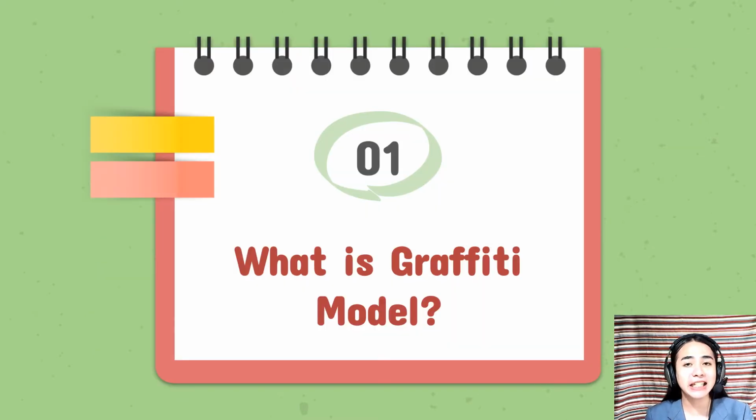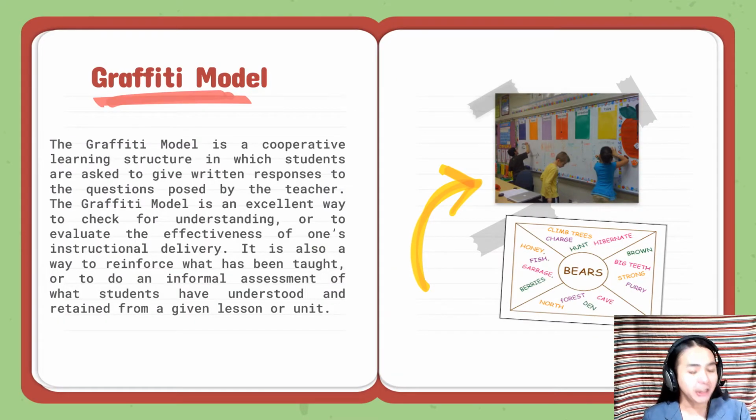But the question is, what is a graffiti model? Let's take a look. A graffiti model is a cooperative learning structure in which students are asked to give written responses to the question given by the teacher. The graffiti model is considered an excellent way to check for understanding or to evaluate the effectiveness of one's instructional delivery. It is also a way to reinforce what has been taught or to do an informal assessment of what students have understood and retained from a given lesson or unit.